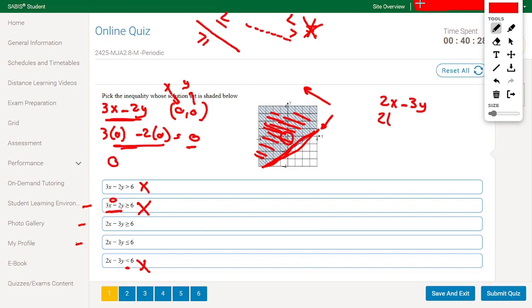We'll take the point 0 and 0 also. 2 multiply 0 minus 3 multiply 0 equal to 0. So this one will be 0, bigger than 6? Wrong answer. Let's take this one, the point 2, 0. 2x minus 3y is 0. Less than 6? Yes. So this will be the right answer.